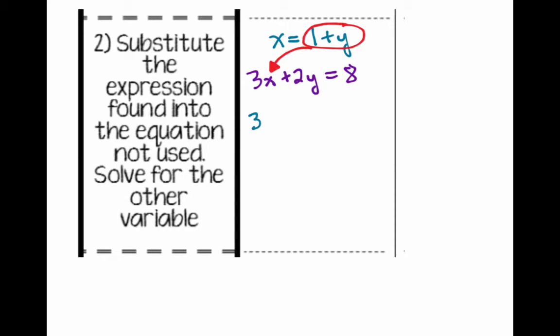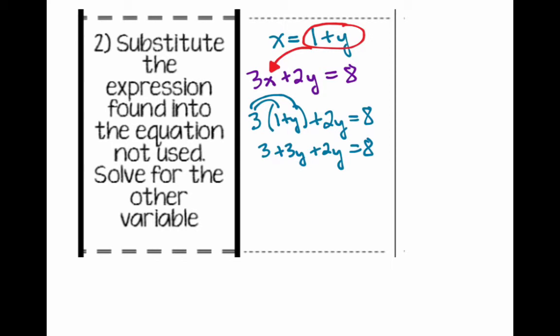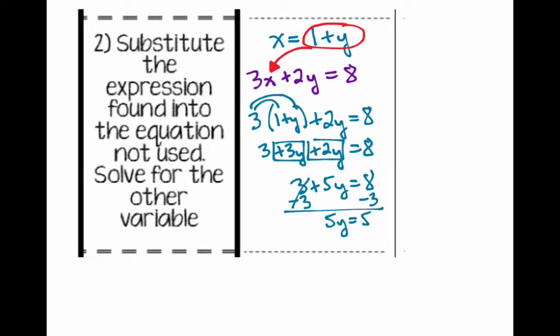So let me rewrite that. I have 3 instead of x. I'm going to write 1 plus y in parentheses. And now I'm going to copy down the rest of my equation. Plus 2y equals 8. And now I'm going to solve. 3 times 1 is 3. 3 times y is plus 3y. Copy down the rest, plus 2y equals 8. Combine my like terms. 3 plus 5y equals 8. Isolate my variable y, so I'll subtract 3 from both sides. 5y equals 5, divide both sides by 5, and I'll get y equals 1.